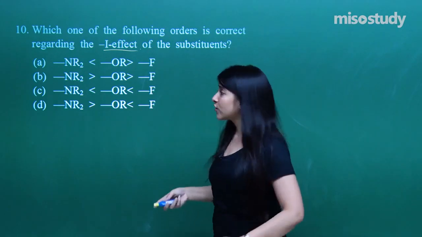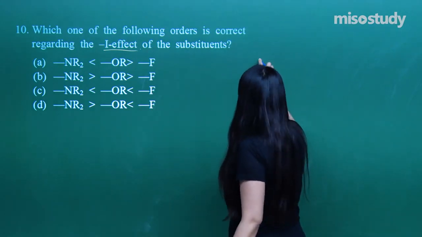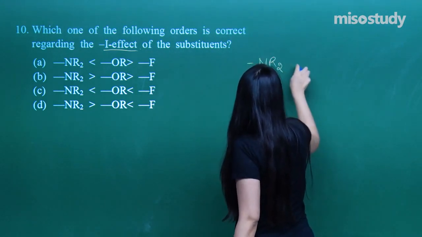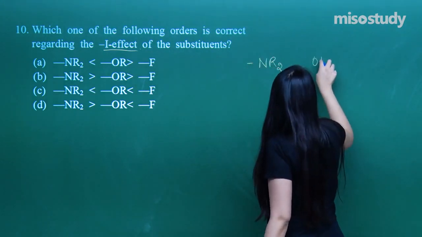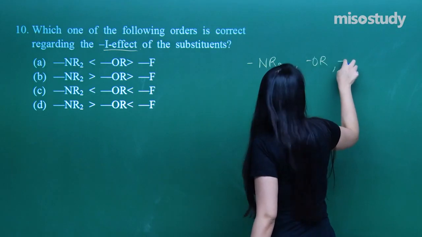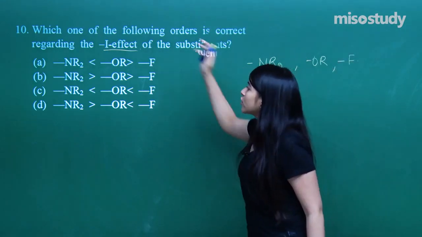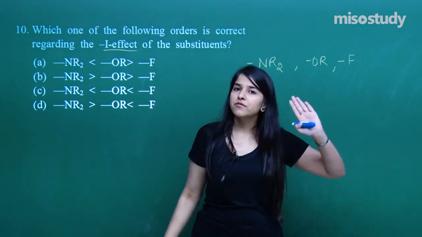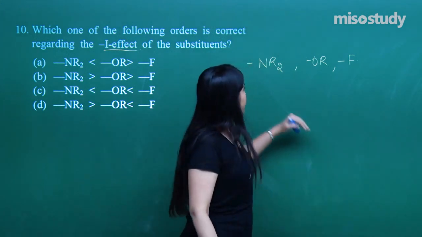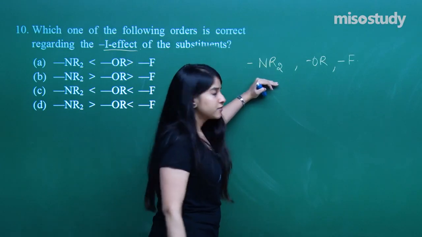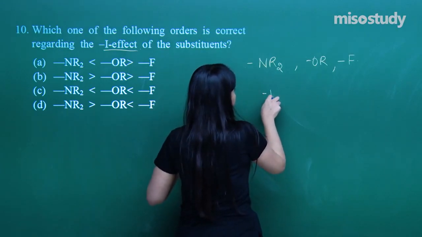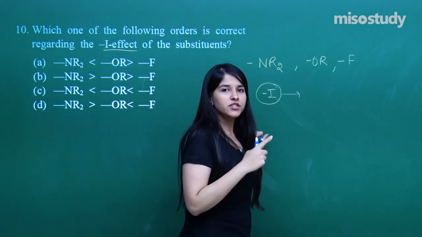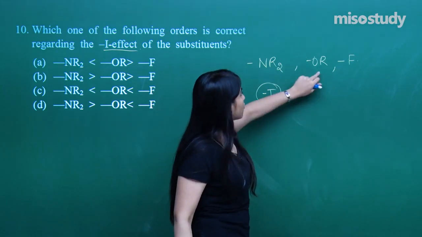Just try to recall all the concepts. So I need to have the concept for minus I effect. First group is NR2, the other is OR, and the other is, do not waste time on looking onto the options, but first try to write down what all groups we have given in the question. So here I have got NR2. On the basis of what concept we are judging the minus I effect over here? I have got OR and F.